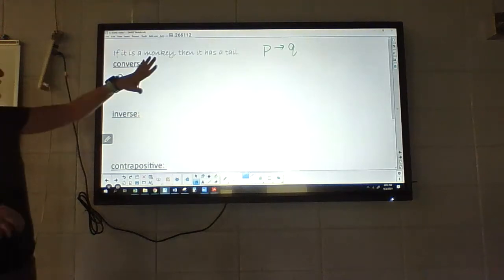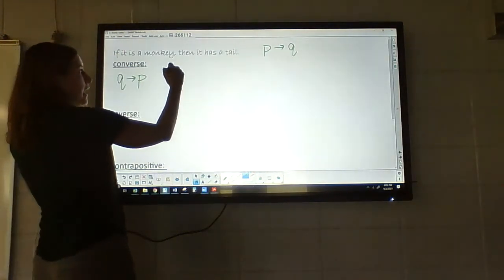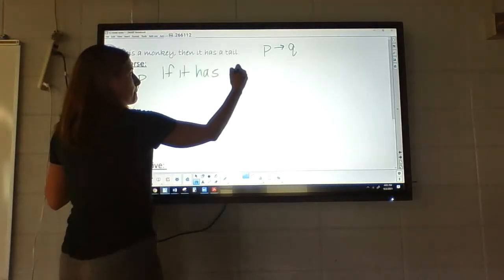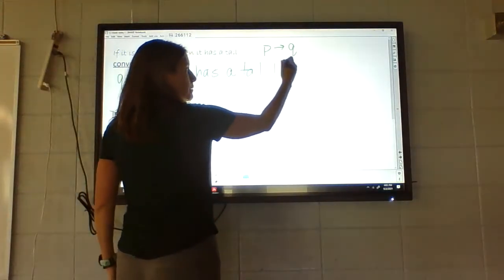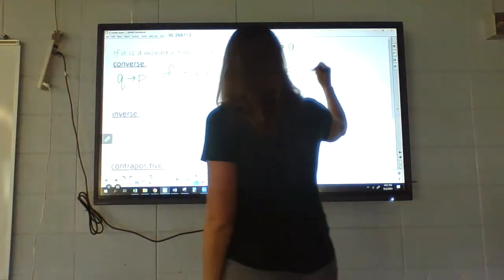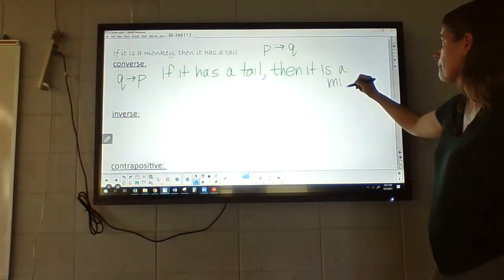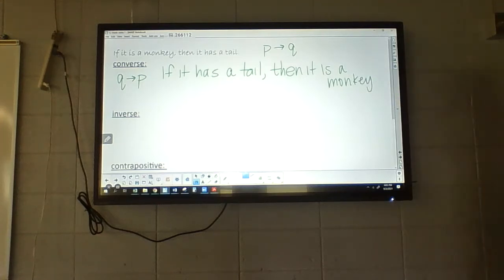So if it's a monkey, then it has a tail. So the converse of this would be to flip that. So if it has a tail, then it is a monkey. That's the converse of it.